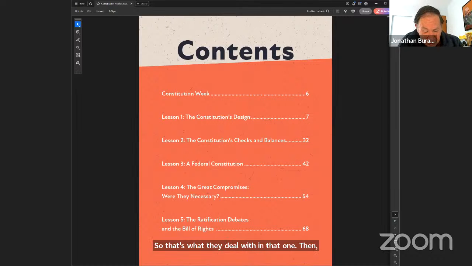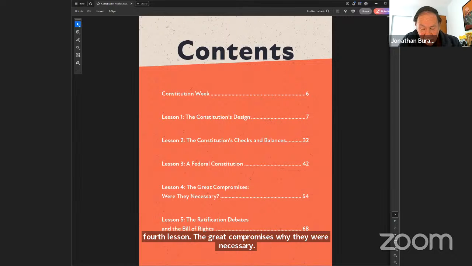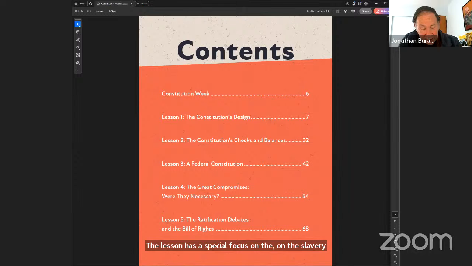Then the fourth lesson, the Great Compromises, and why they were necessary. The lesson has a special focus on the slavery issue's role in these compromises. So students get to study and discuss primary source passages by Madison, Jefferson, Gouverneur Morris, Oliver Ellsworth, Charles Pinckney, and some others. And then they debate two fairly detailed paragraphs that express two opposing views as to whether the compromises over slavery were reasonable.